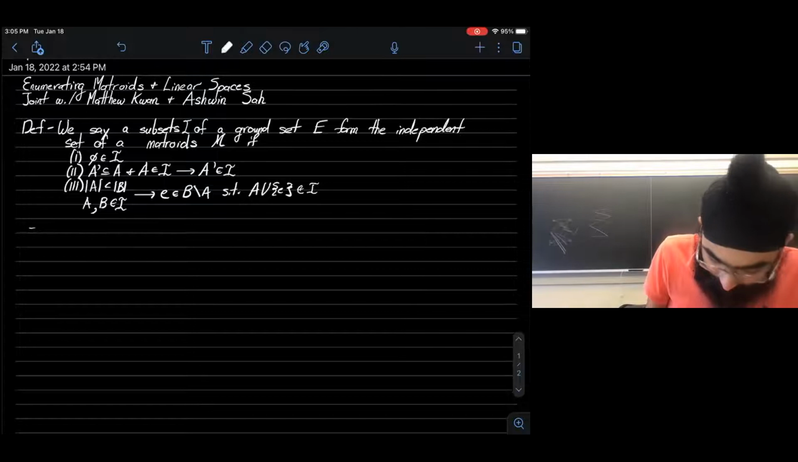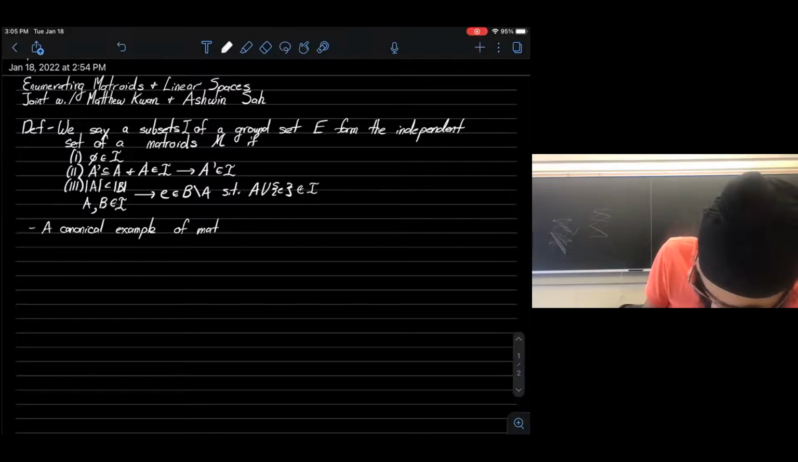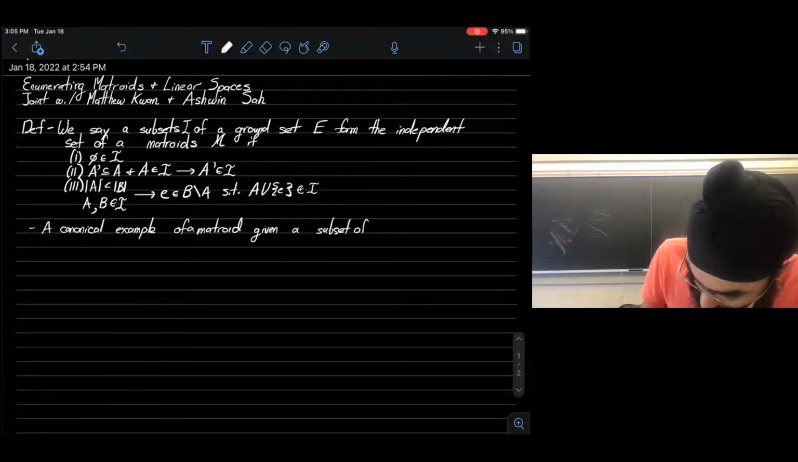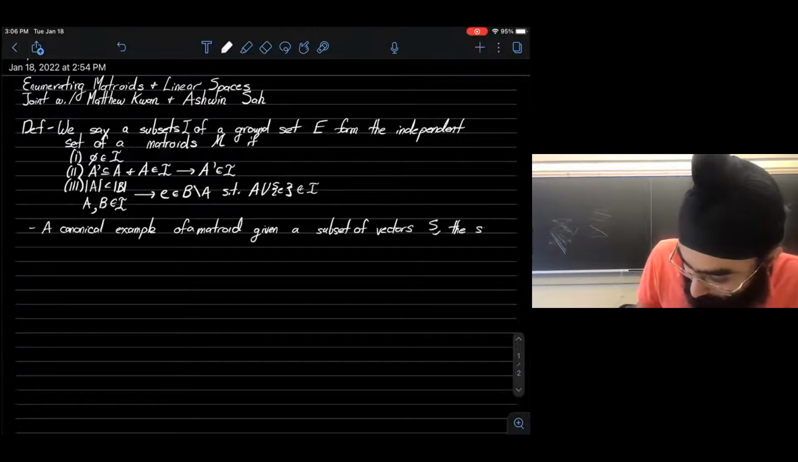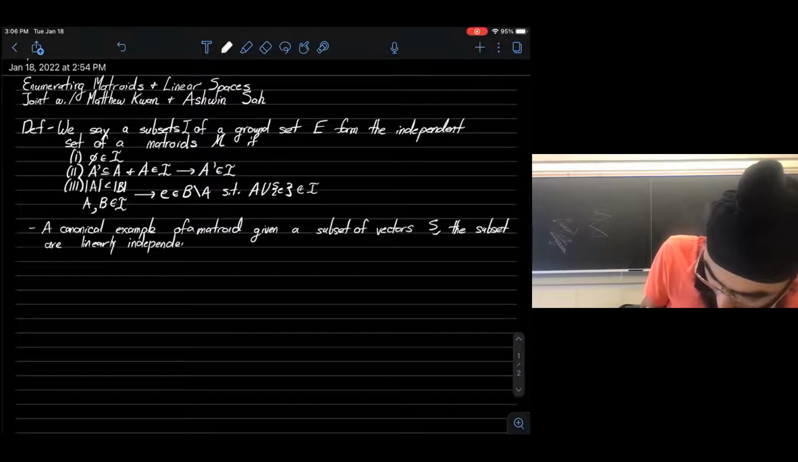So I guess the canonical example of a matroid is always, given a subset S of vectors, the subsets which are linearly independent. So this is more definitional.